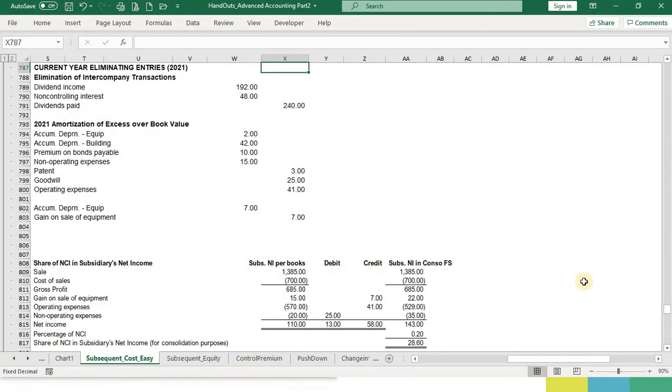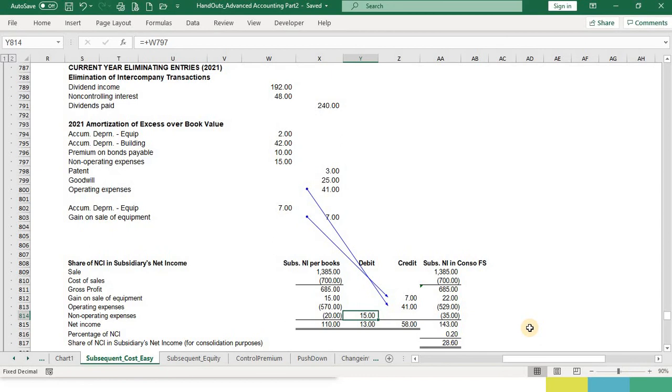And since we have eliminating entries related to the current year period, there are adjustments made to the subsidiary's net income. So the 7 pesos is our adjustment to the gain on sale, which is the full amortization of the fair value difference related to the equipment, and the 41 pesos is the operating expenses in our entry, and the non-operating expense is the 15 pesos in our eliminating entry. So our net income of the subsidiary for consolidation purposes is adjusted to 143 pesos.